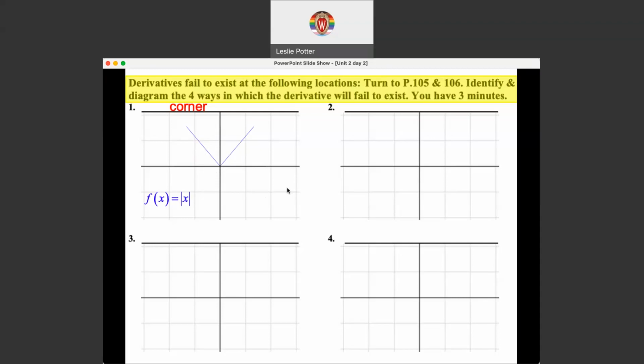Now, a caveat here, kind of a sidebar: if we were just to look at this line on the left, the one with the negative slope, we could find the derivative all along this line.